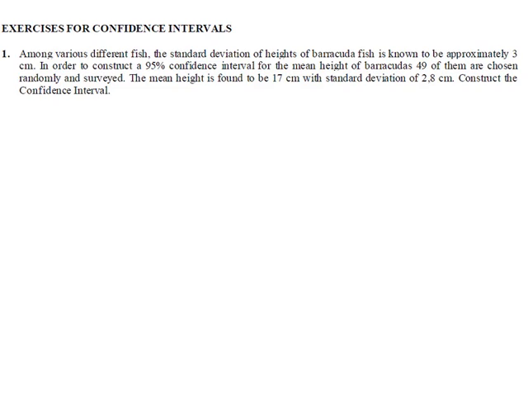So the question says that among various different fish, the standard deviation of heights of barracuda fish is known to be approximately 3 centimeters. In order to construct a 95% confidence interval for the mean height of barracudas, 49 of them are chosen randomly and surveyed. The mean height is found to be 17 centimeters with standard deviation of 2.8 centimeters. Construct the confidence interval. So it's obvious that it's a confidence interval question.